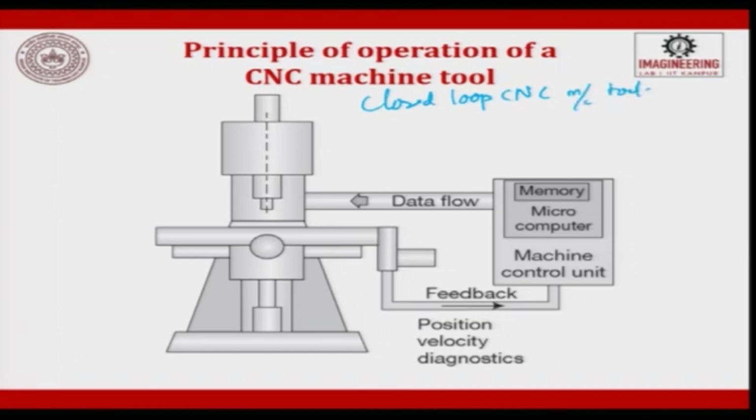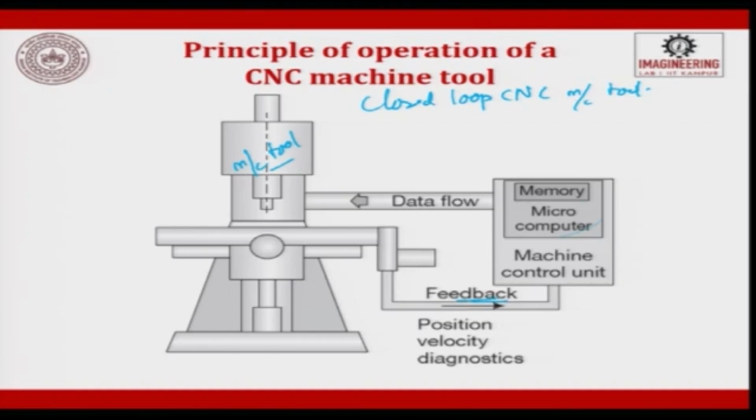So, you had a computer, you had a memory. The data was pulled out from the memory, the program was executed, the data was given to the machine tool. The machine tool did execute whatever it was supposed to execute. After it has executed, you will try to see whether what I gave and what you executed are the same. So, that has to be evaluated by feedback.